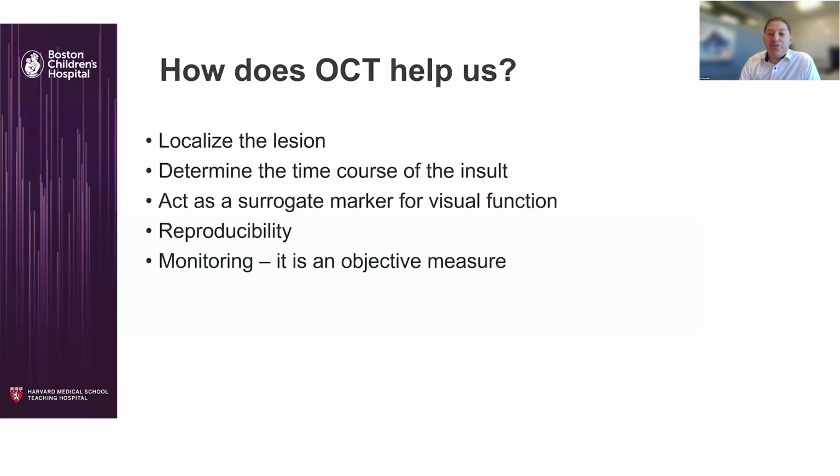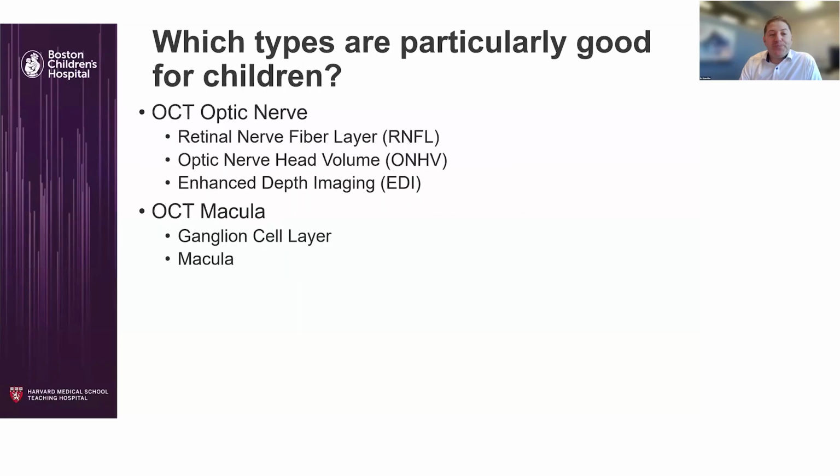I have a patient who has an optic pathway glioma who's now 4, and I've been seeing the patient for 3 years. And the patient is now wonderful at doing OCT ganglion cell layers. The patient is not that great at doing visual acuities, depending on the time of day and her mood. So it is very helpful because it gives us an objective piece of data that's reproducible. And then monitoring, again, an objective measure.